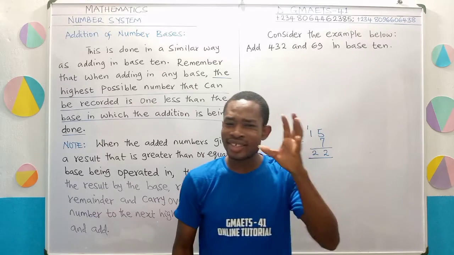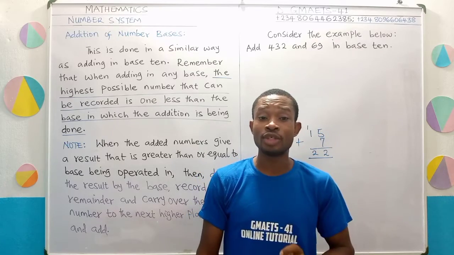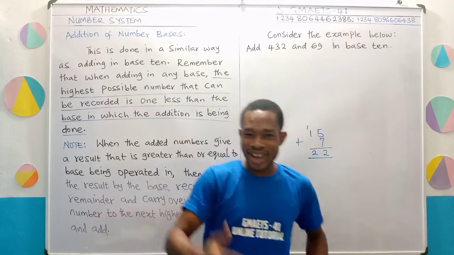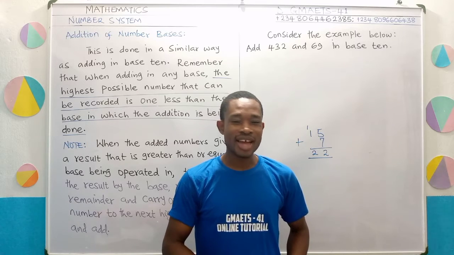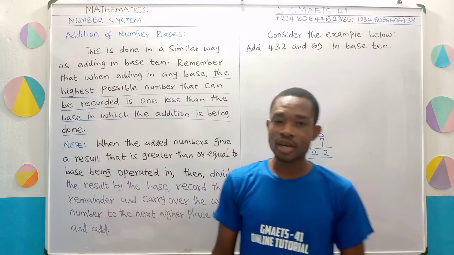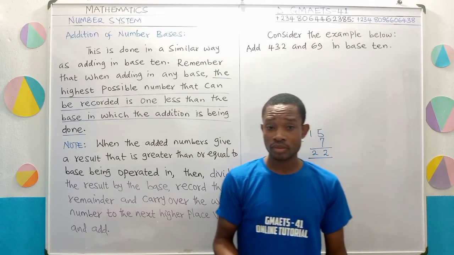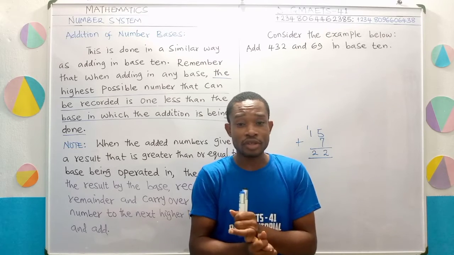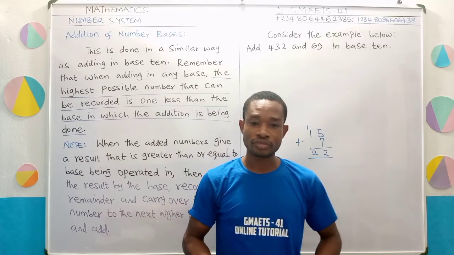Take for example, if you're adding in base 10, the highest number you can record under any place value is 1 less than that base 10. Which number is 1 less than 10? The number is 9. Which means the highest possible number you can record under any place value if the addition is in base 10 is 9. You can record any number that is less than 9 as well. But you cannot record that 10 because the addition is in base 10. You can't record 10 under any place value, and you cannot record any number greater than 10 under any place value.